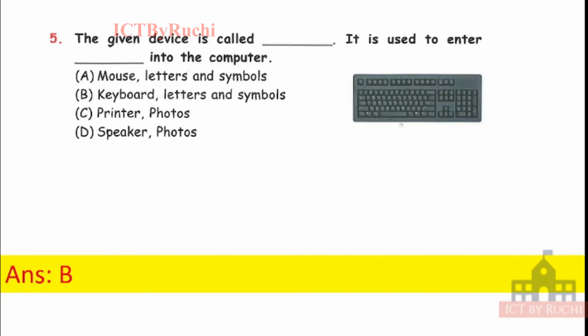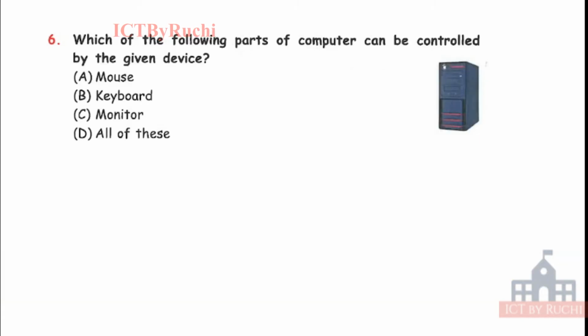Next question. Which of the following parts of a computer can be controlled by the given device? Firstly you have to know which device this is. As we know, this is a cabinet, CPU, central processing unit. Now the CPU is the brain of a computer. It controls the complete computer. We discussed this in the starting. So give me the answer out of A, B, C, D. A mouse, B keyboard, C monitor, D all of these. Hence the CPU controls which device? Mouse, keyboard, monitor, or all of these?